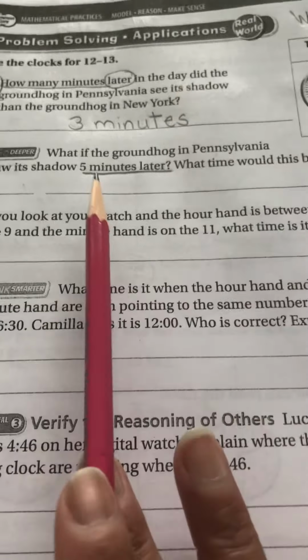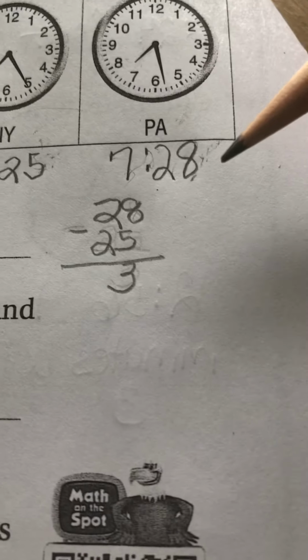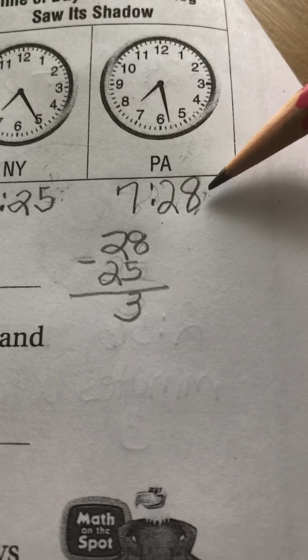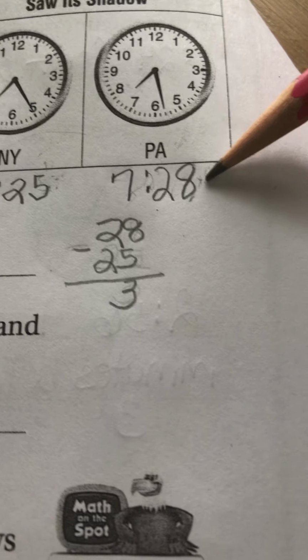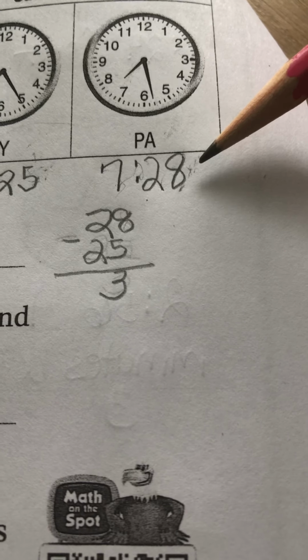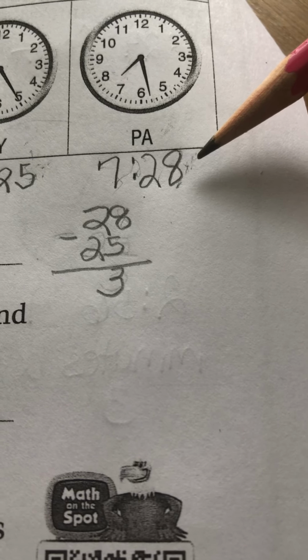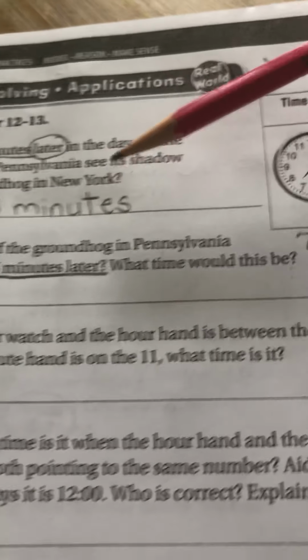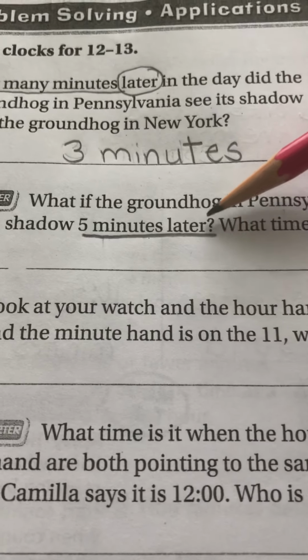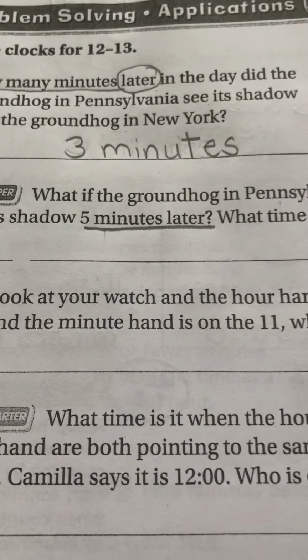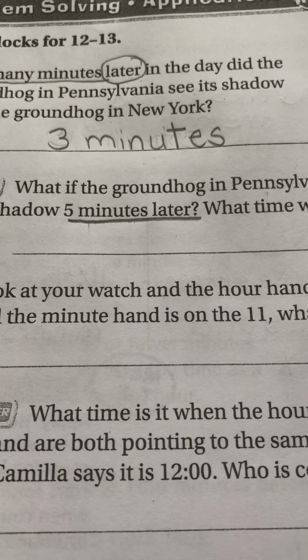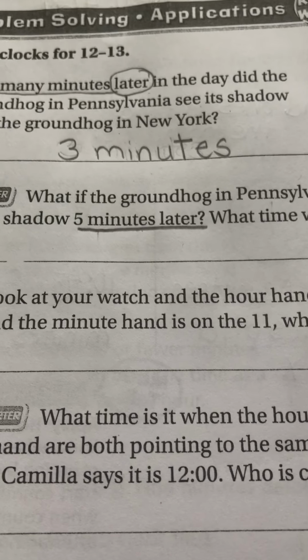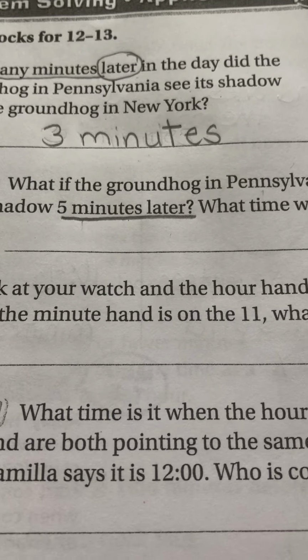So if I go back over to the Pennsylvania time, he saw his shadow at 7:28, but I want to know what time that is 5 minutes later, like I underlined. So am I going to add 5 minutes on, or am I going to subtract 5 minutes? I'm going to add 5 minutes on.